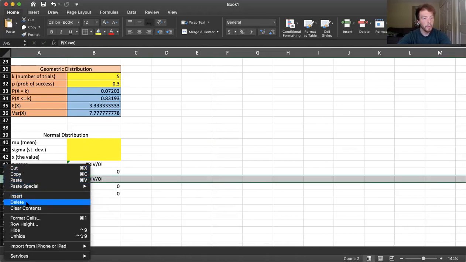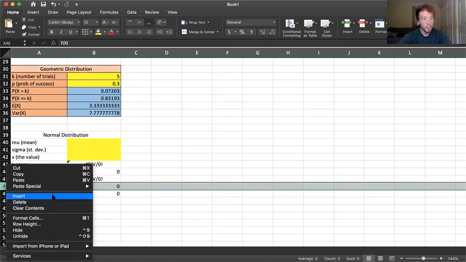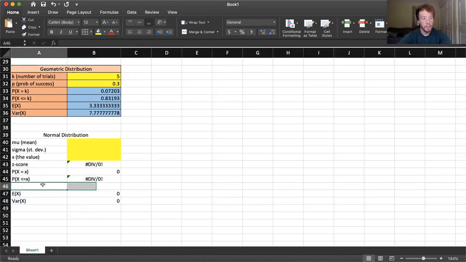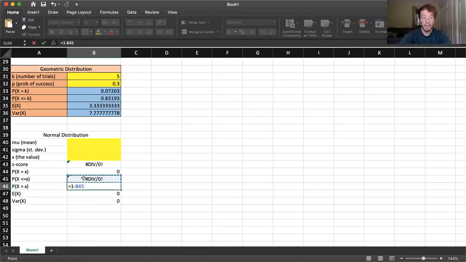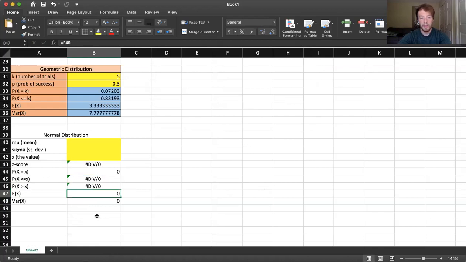I'll add a row. Here's a little trick. I just remembered something we might actually want to have in this equation: if x is less than or equal to little x, what's the probability that x is greater than little x? And that's just going to be 1 minus the probability x is less than or equal to x. So you can do the complement in this table as well. So this is how everything kind of comes in together.